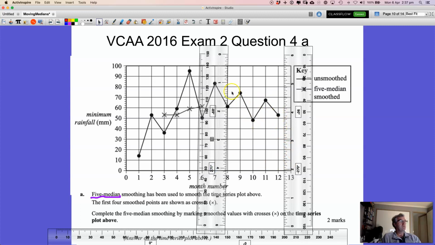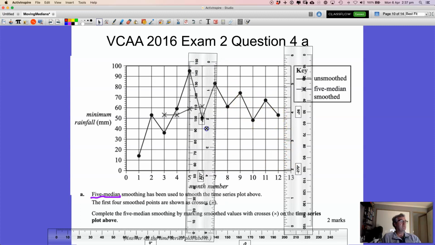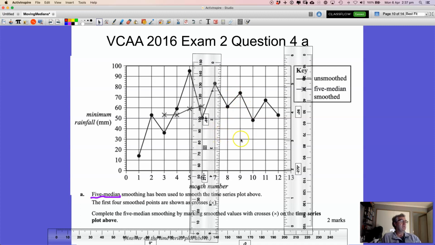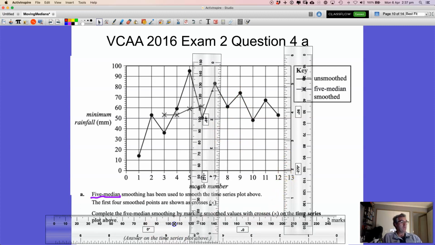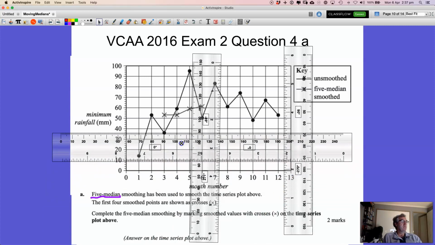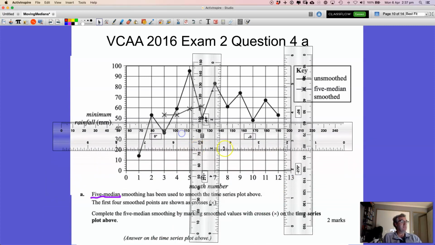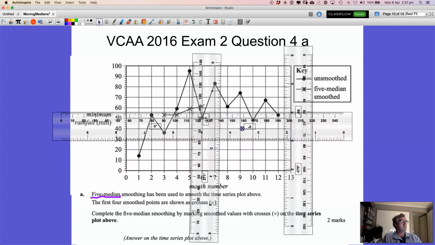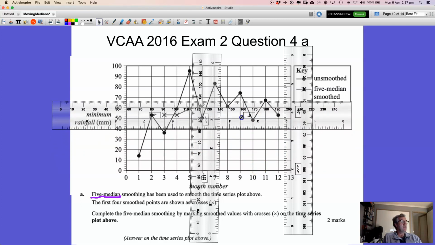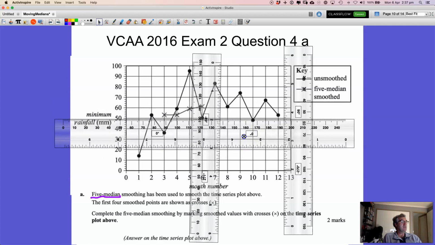1, 2, 3, 4, 5. There's my first 5 points. Right. Now, I need to find the third point as I work my way up. So, for month 10, that's the month that I'm working at. First, second, third point there. Let's try that again.